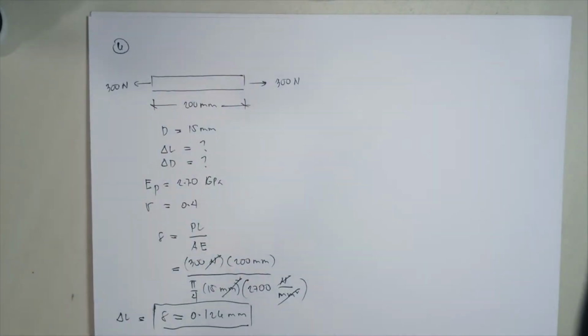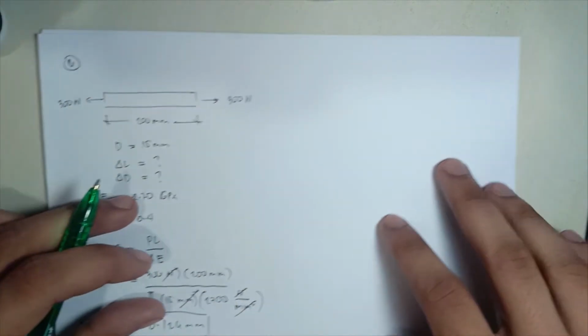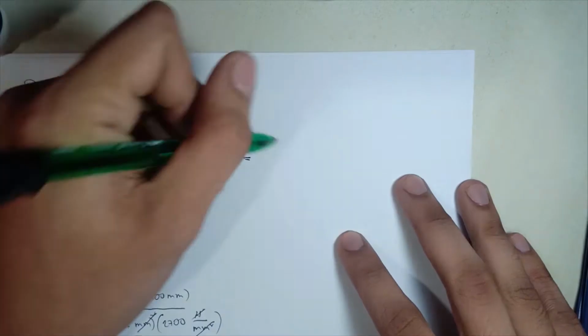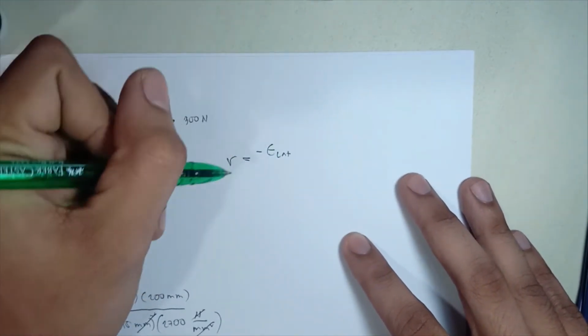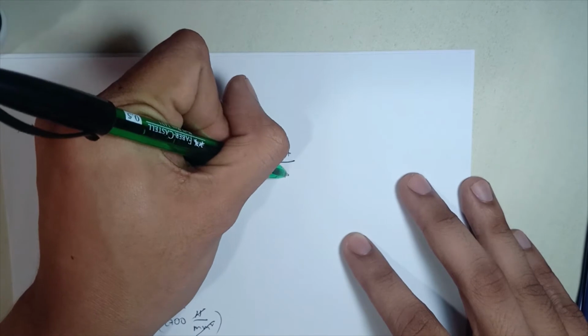Now, to get the change in diameter, we will use the Poisson's ratio, which means Poisson's ratio is equal to negative the strain in the lateral side over the strain in the longitudinal side.